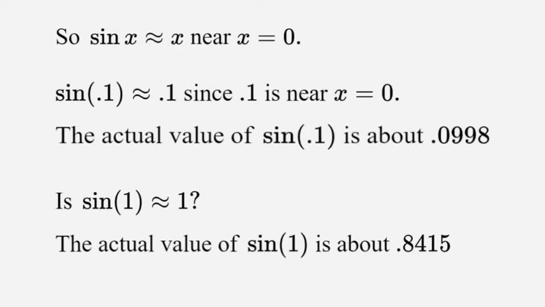Now the further I get away from 0, the worse my approximation will be. Let's say, for example, we wanted to know sine of 1. Could we say that's approximately 1 using the above linearization? Well, the actual value of sine of 1 is about 0.8415. And the approximation of 1 is still close to that. This is still an approximation, but it is a significantly worse approximation than what we found for sine of 0.1.